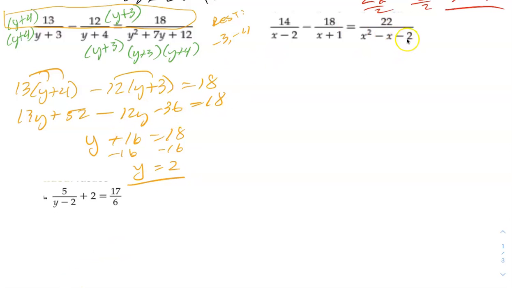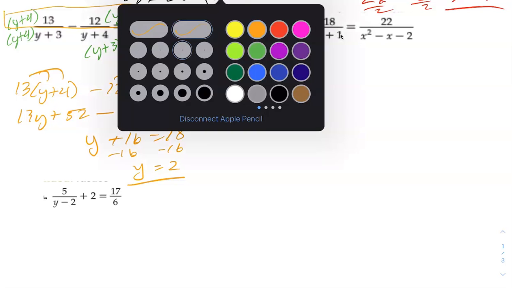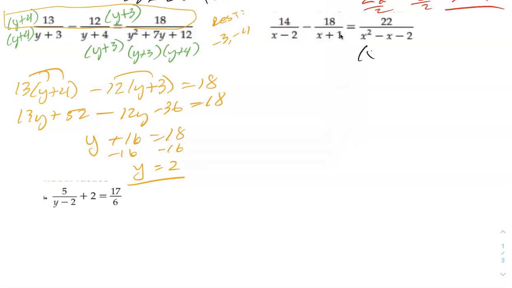To the next problem. Same idea. Let's factor first. That's going to be x minus 2, x plus 1. Right, so now look, what's my LCD? x minus 2, x plus 1. So I just have to look over here and ask, what do I need to multiply x minus 2 by to make it that LCD? It's missing the x plus 1. And over here, it's missing the x minus 2.